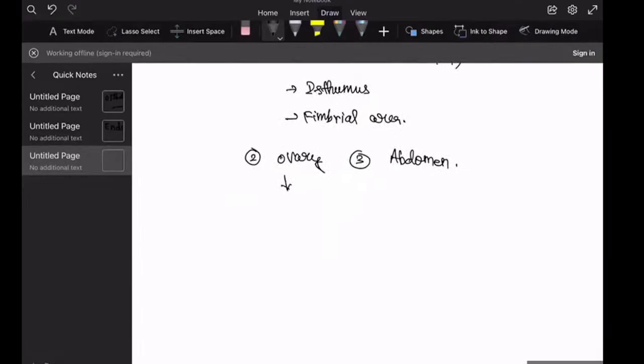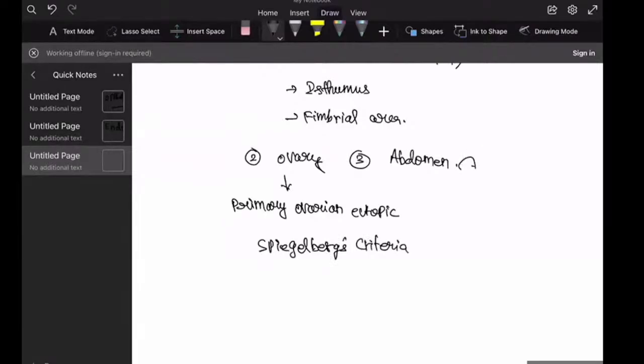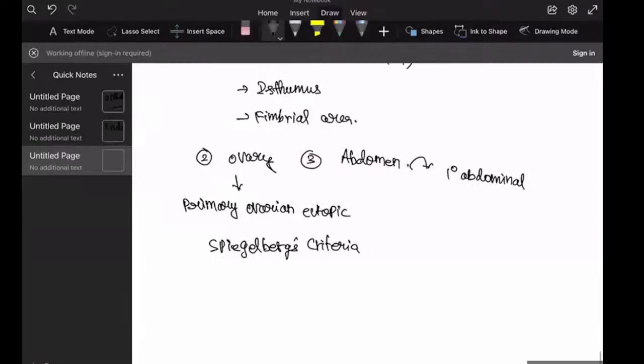For primary ovarian ectopic, the criteria used is Spiegelberg's criteria, and for primary abdominal ectopic, just the name is important, the name of the criteria. They never ask what points are included in this criteria. So the name is important for the abdominal and the ovarian. Primary abdominal ectopic criteria is Studiford criteria.